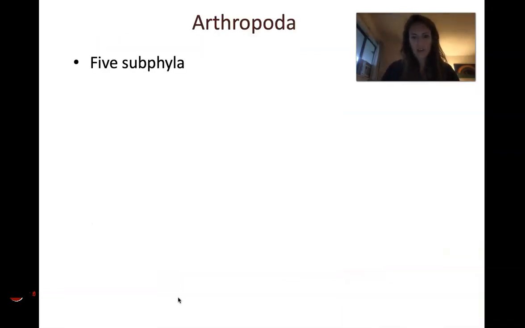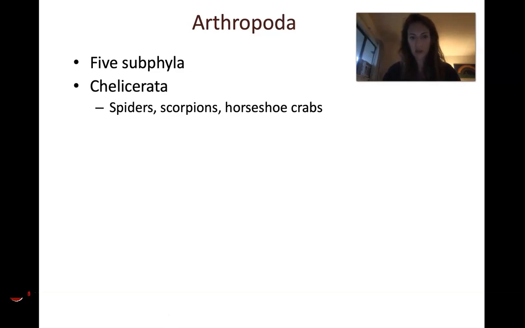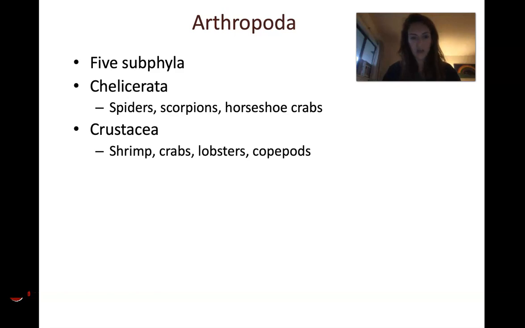Okay, so this is organized into 5 subphyla, and this is where it gets a little tricky, right? Because as we learn more and more about these subphyla, in addition to having a phylum and the classes, we're also going to have subphyla in here. So you're responsible for knowing these 5 subphyla. And these are Chelicerata, which includes spiders, scorpions, and horseshoe crabs. Crustacea, which is shrimps, real crabs, lobsters, and copepods.